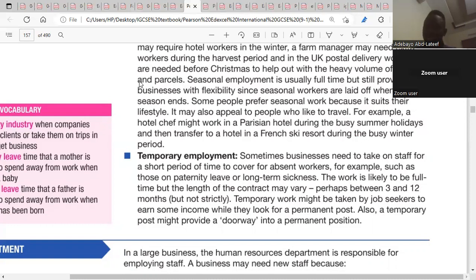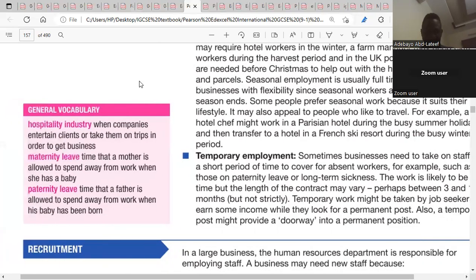It's not the same as seasonal. For seasonal, you'll be needed for a specific job during the year, sometime in the year. But for temporary employment, you will be needed to replace someone, or you need to get something done, and as soon as you are done, you might not be called again. Do you understand the difference now?